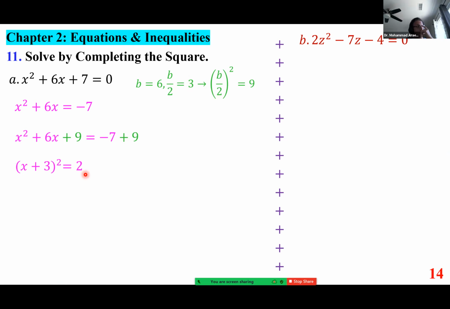Now you use the square root property. X plus 3 becomes plus minus square root of 2. And you move the number 3 and you're done. This is your final answer.